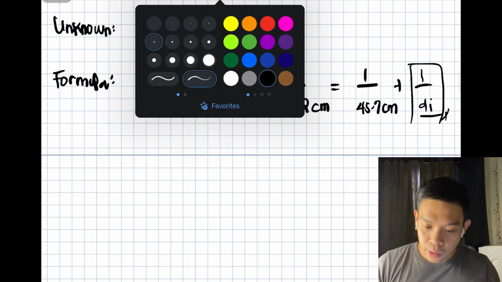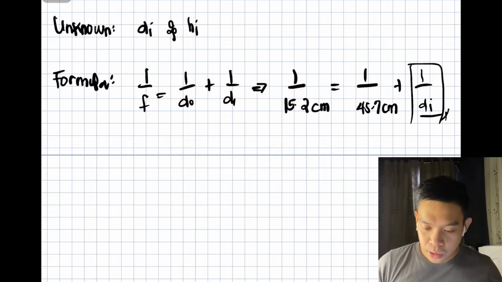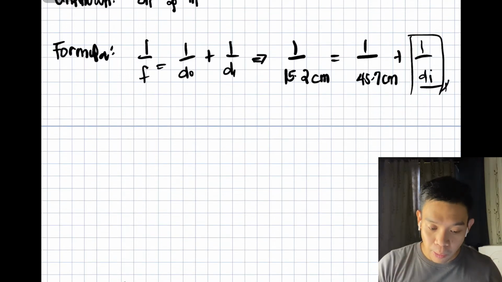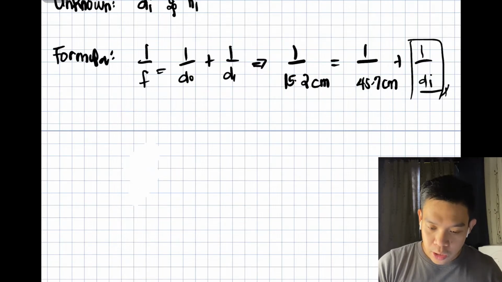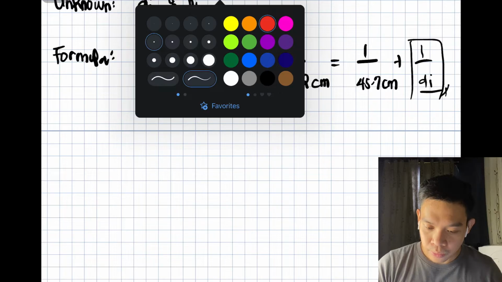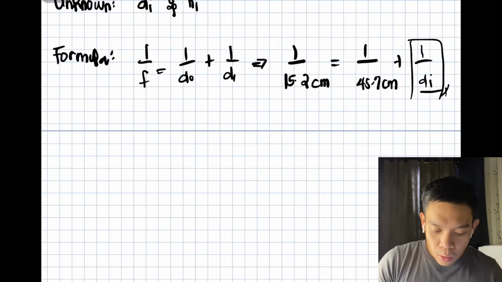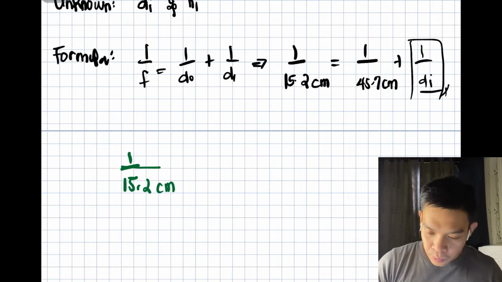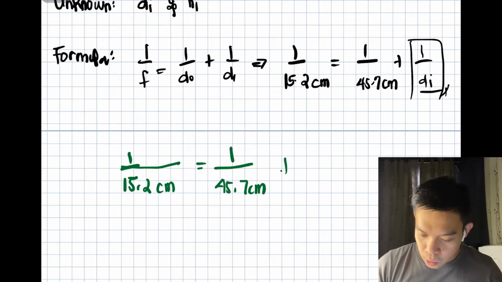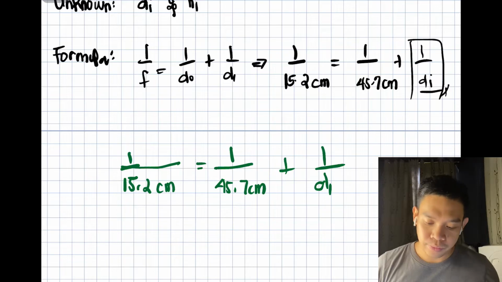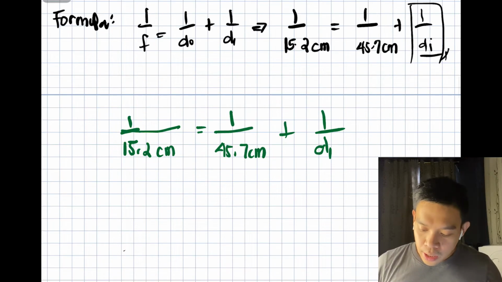Then we plug in our values. I will write it on the lower part. So 1 over 15.2 centimeter is equal to 1 over 45.7 centimeter plus 1 over dI. Okay, so let's use our calculator.